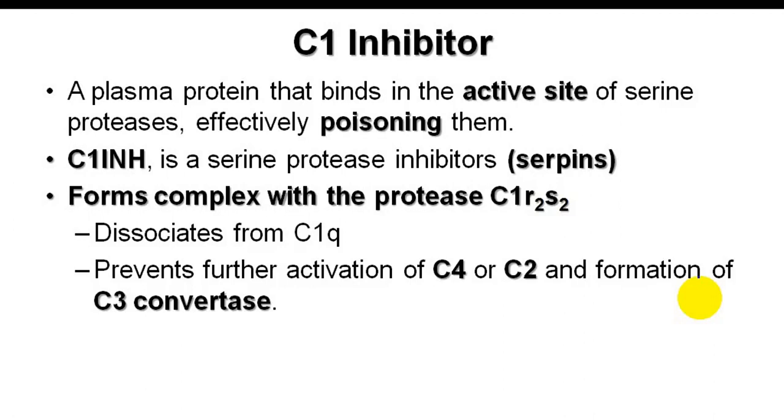It forms a complex with protease C1r2s2, and once it forms a complex with C1r2s2, this C1r2s2 dissociates from C1q. By dissociating from C1q, it prevents the complement system from further activation, or I would say it arrests the complement system in the very first step itself. Since the complement system is arrested in the very first step, the subsequent and most important step of the classical pathway, because C1s acts as a common substrate for C4 as well as C2, something which we saw a few minutes before, that particular action of the C1 complex, especially C1s on C4 and C2, is prevented by C1 inhibitor.